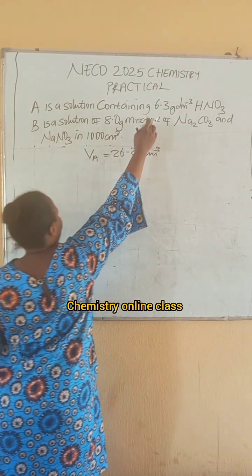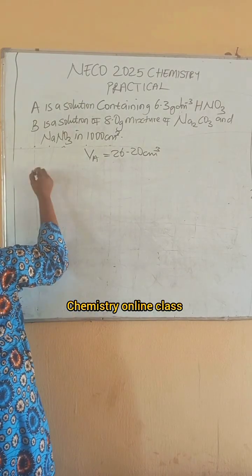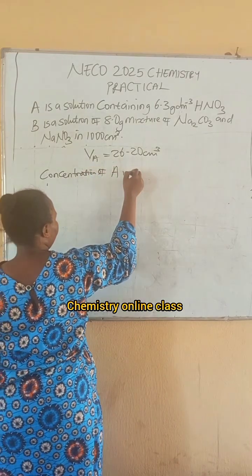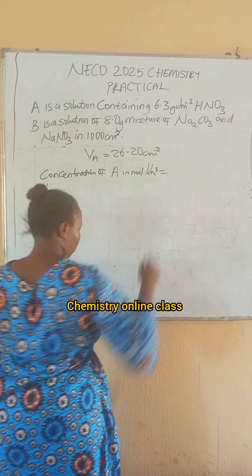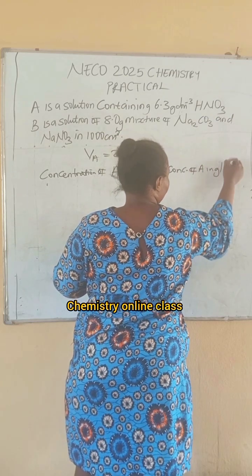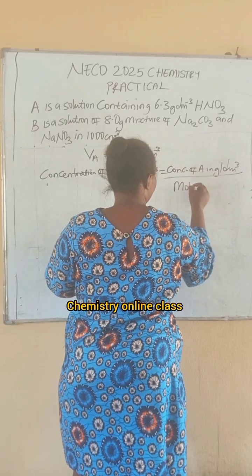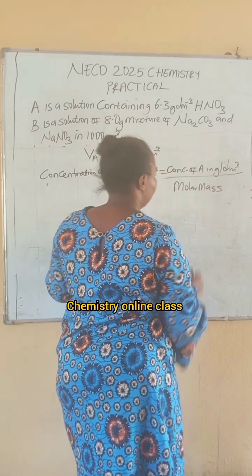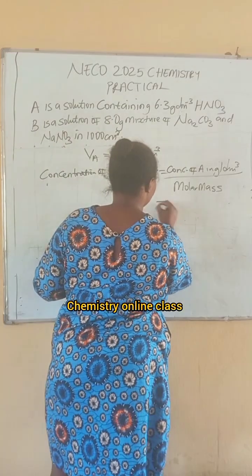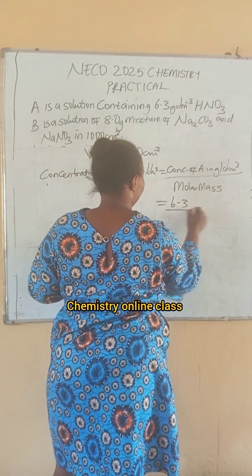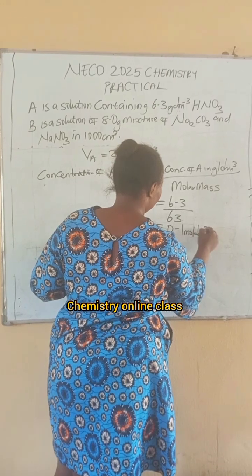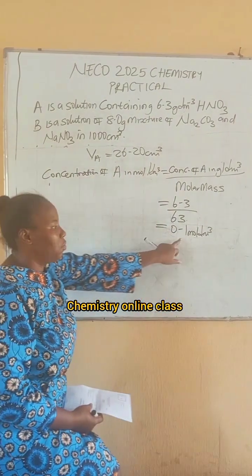So we have A, concentration of A in grams per dm³. So concentration of A in mole per dm³ is equal to quantity of A in grams per dm³ divided by molar mass. Okay, and molar mass of A given to us is 63 grams per mole. So in gram per dm³ we have 6.3 divided by 63, which is going to give us 0.1 mole per dm³. So we have gotten our concentration of A in mole per dm³, which is 0.1 mole per dm³.